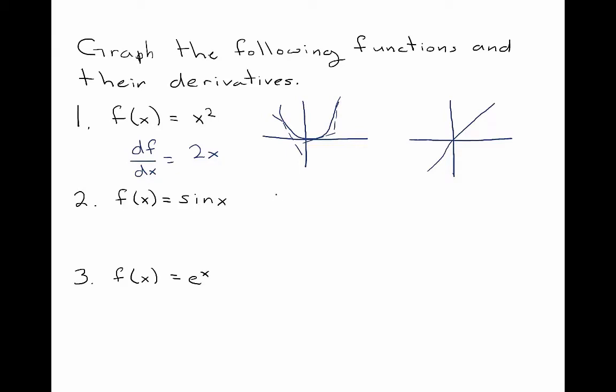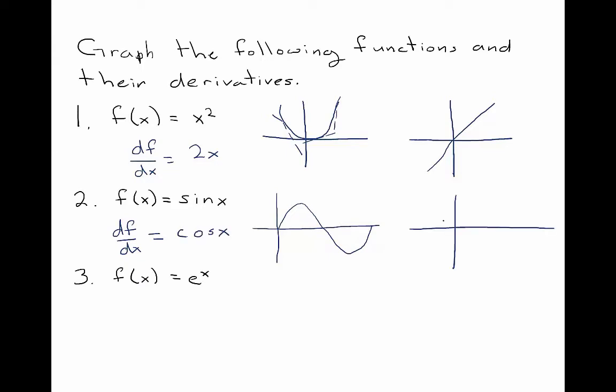Let's look at sine. So sine starts out at 0, it increases, comes down, and comes back up. What's the derivative of sine? That's cosine. Cosine.